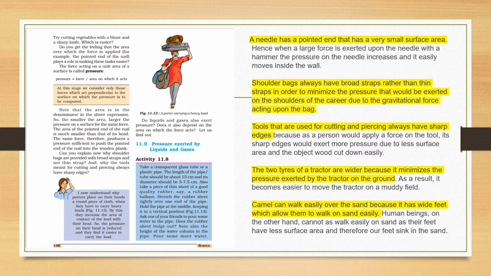Similarly, when we use blades, knives and cutting tools, they have a sharp edge. Why? Because when we apply force, it exerts more pressure on the surface and the wood will be cut easily. One more example is the tractor. In a tractor there are two tires. Why are there two tires? Because it becomes wider and it can minimize the pressure on the ground.